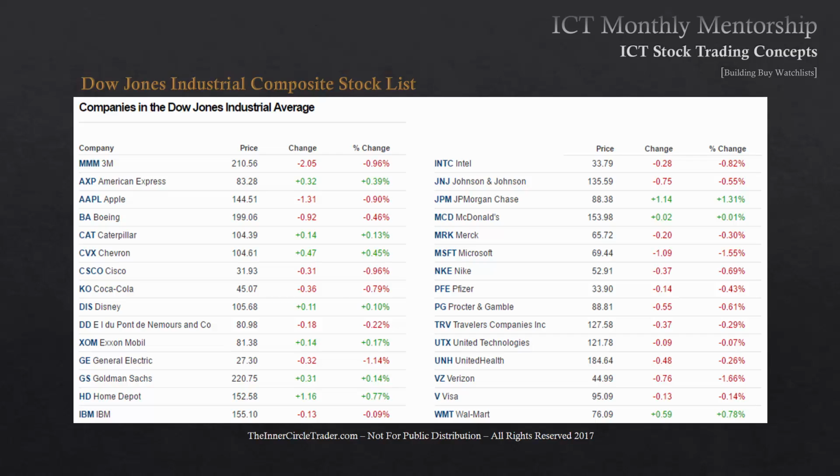Okay, so what we have in front of us is the list of the Dow Jones Industrial Composite stock list. This is all 30 stocks that presently make up the Dow Jones Industrial Average. And this discussion is going to be focusing on these Dow 30 stocks. The same application is obviously done on the S&P 500 and NASDAQ 100, but it's not necessary. You can make all the stock trades you'd need just from the Dow Jones 30 stock list.